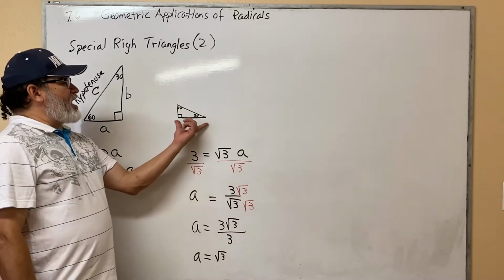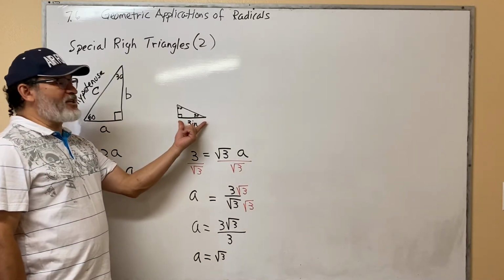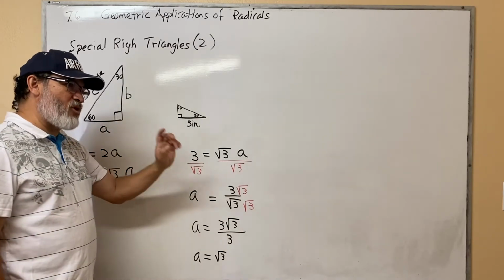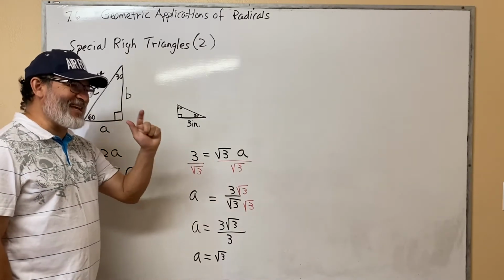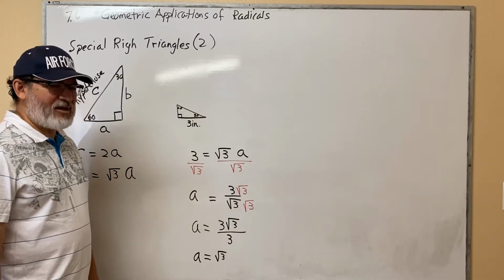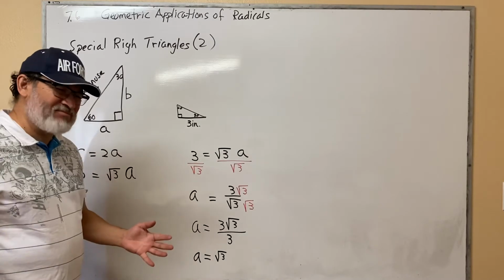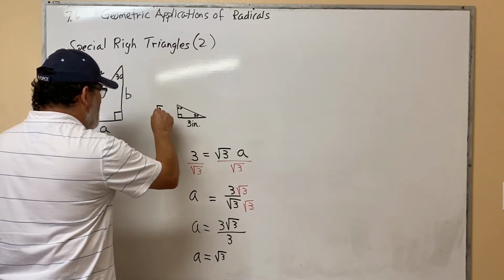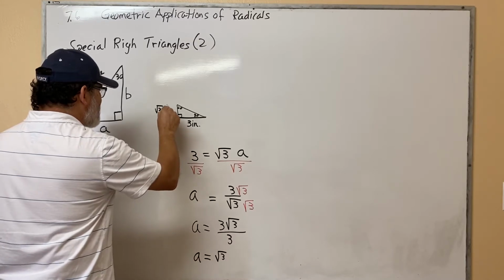So the long side, the long leg, is 3 inches. The short leg is the square root of 3 inches, which is 1 point something. I think it was 1.7 maybe. I'll just leave it like that. This is the square root of 3 inches.